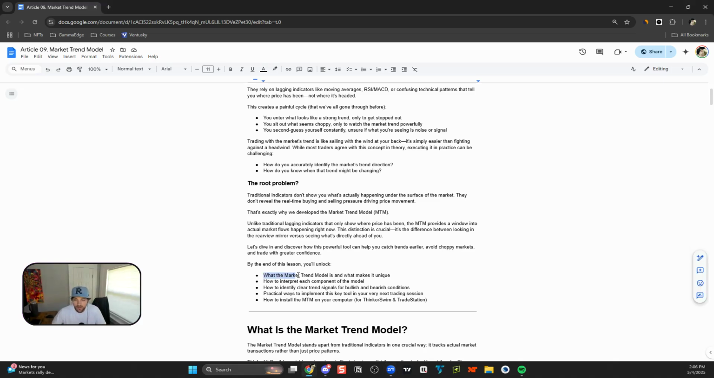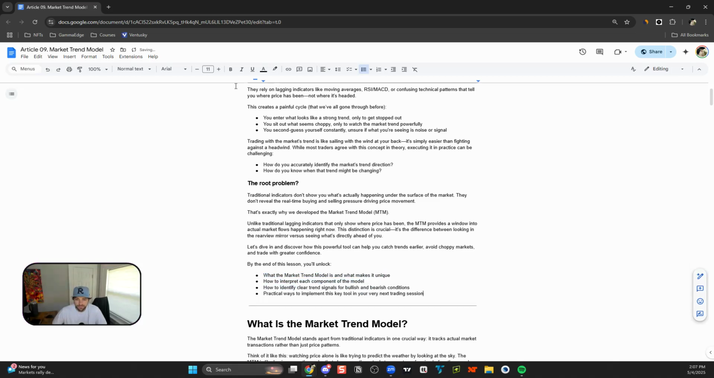And so, to get more detail with that: What is the market trend model? What makes it unique? How to interpret each component of it? How to identify clear trend signals for bullish and bearish conditions, and then a practical way to implement this tool as quickly as the next trading session.